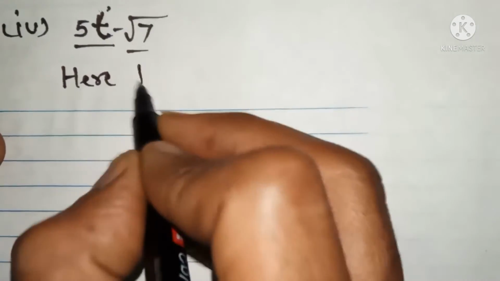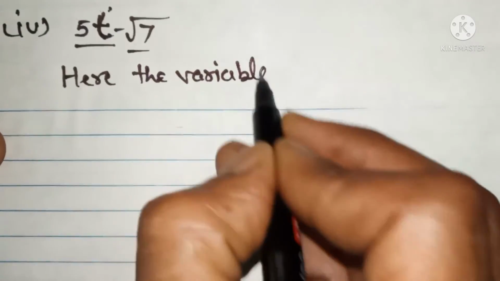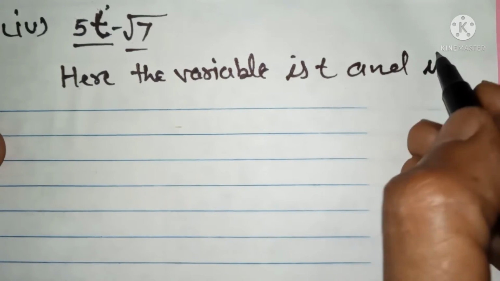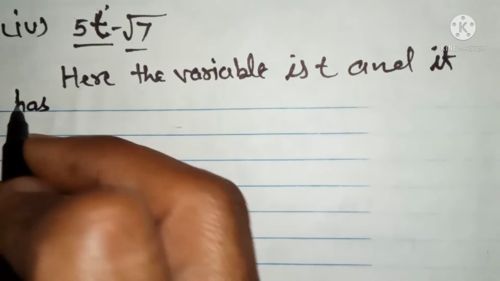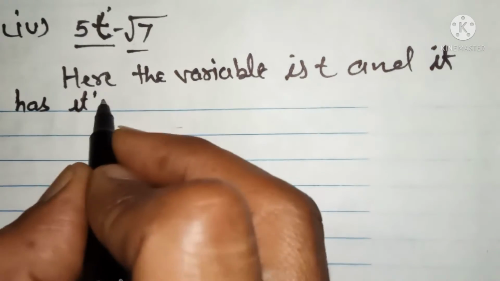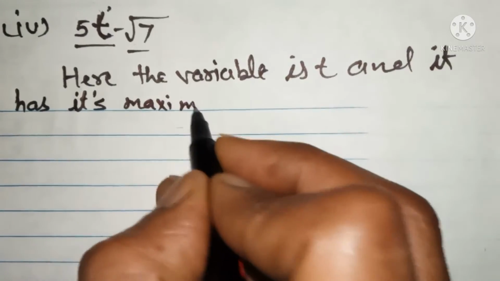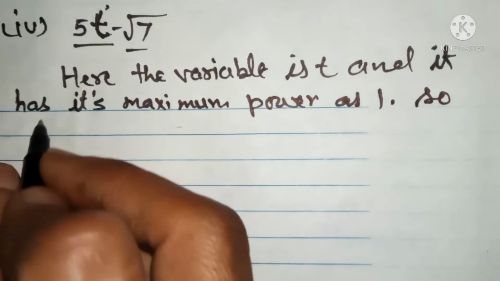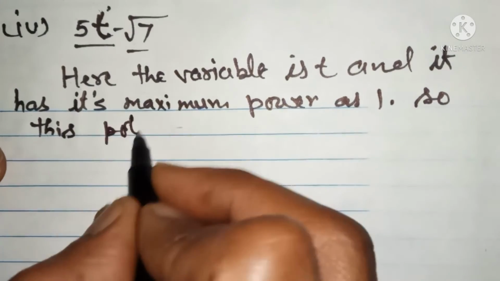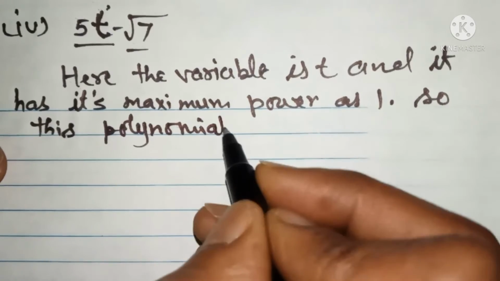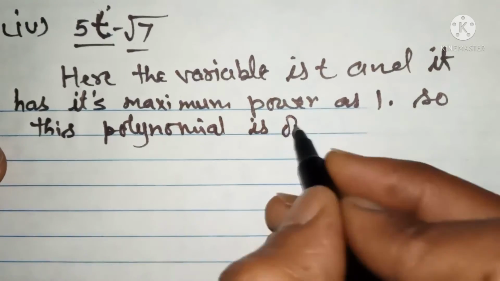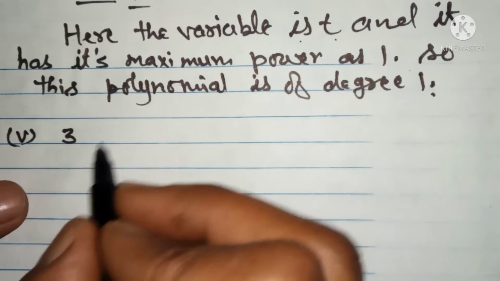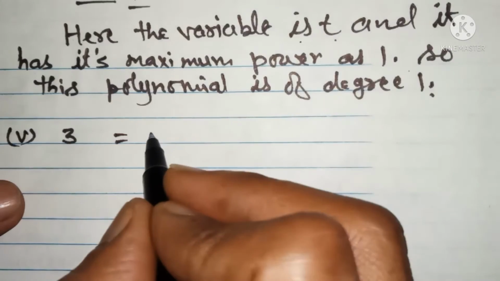Here the variable is t, and it has its maximum power as 1. So this polynomial is of degree 1.